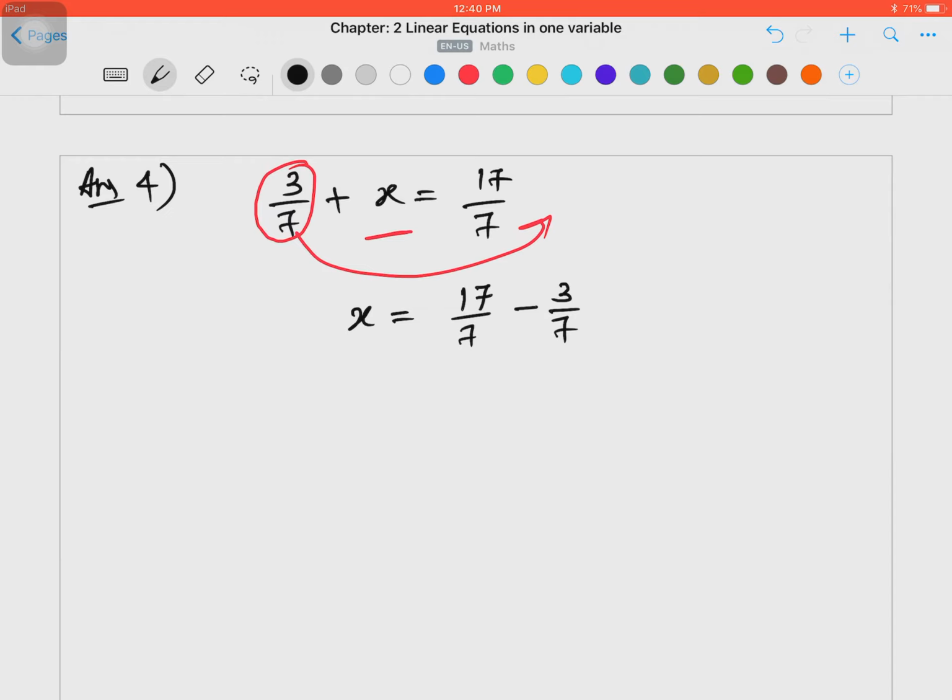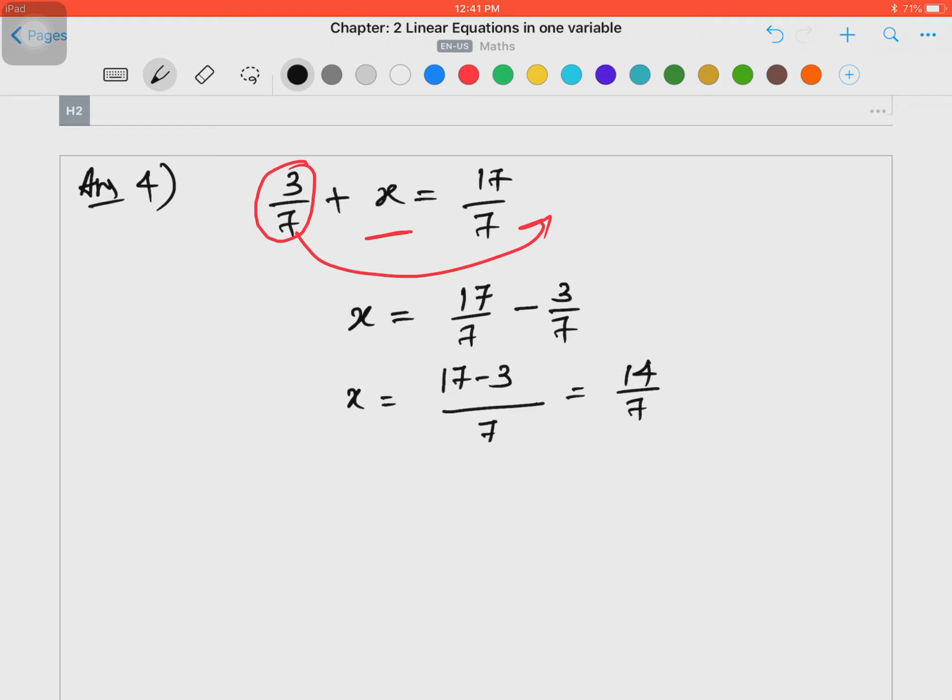So now we have x equals to, we'll take the LCM of these two numbers. As the number in the denominator is the same, we can write a common denominator, which is 7, and then it will be 17 minus 3, and 17 minus 3 is 14 by 7. When you divide 14 by 7, you will get 2. So the answer is x equals to 2. So that's how we can solve this equation.